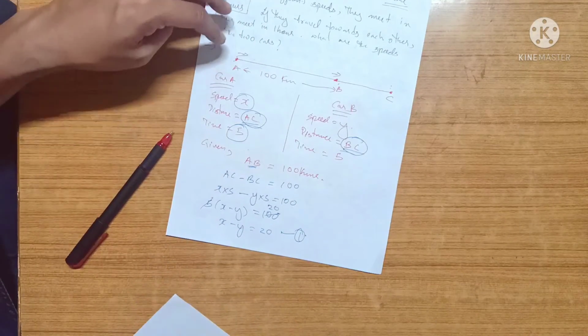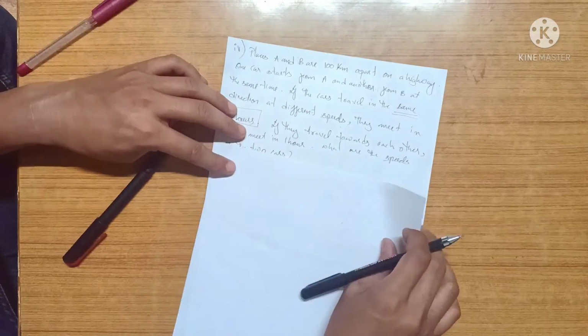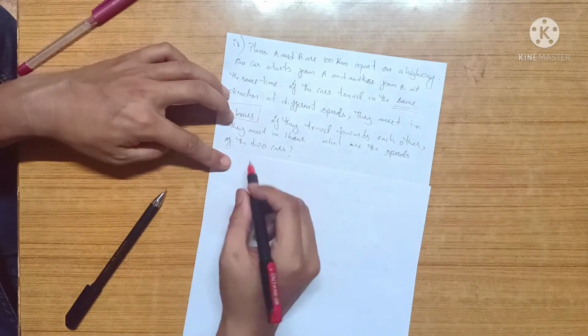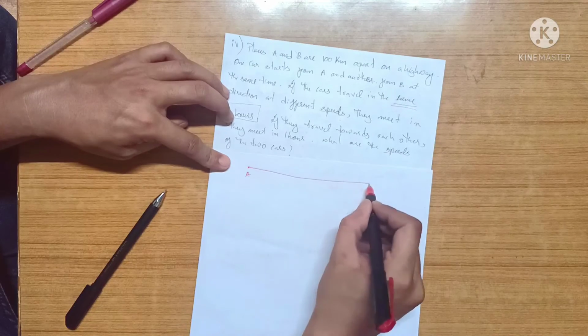Now let's do equation 2. For equation 2, same thing: the distance between car A and car B is the same, 100 kilometers apart.